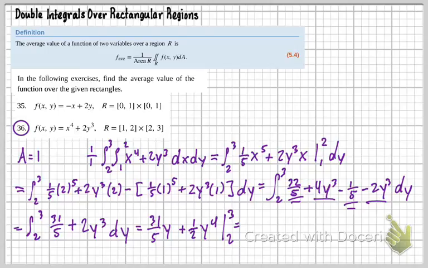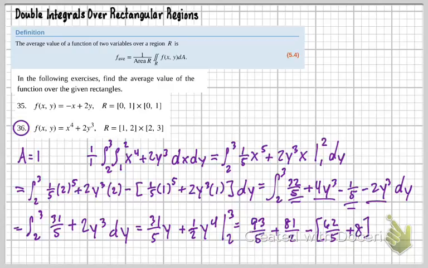When I plug in the 3 first, that's going to result in 93/5 plus, and 3 to the 4th is actually 81, so that's going to be 81/2. Then I have minus the bottom, when I plug the 2 in there. So that's going to make that 62/5, and then plus, now when I plug in the 2 here, 2 to the 4th is 2 times 2 is 4, times 2 is 8, times 2 is 16. So it's going to be 16 times 1/2, which is 8.